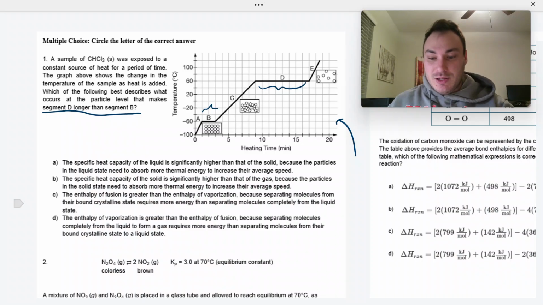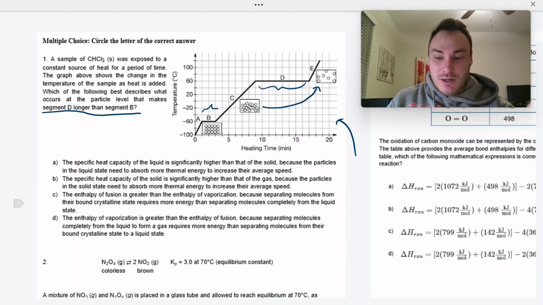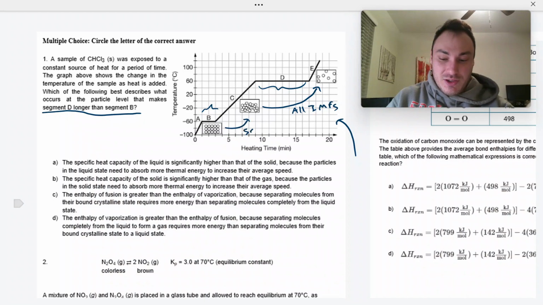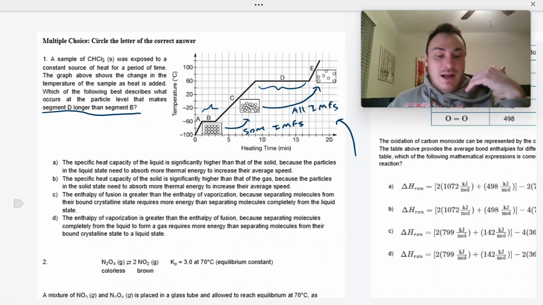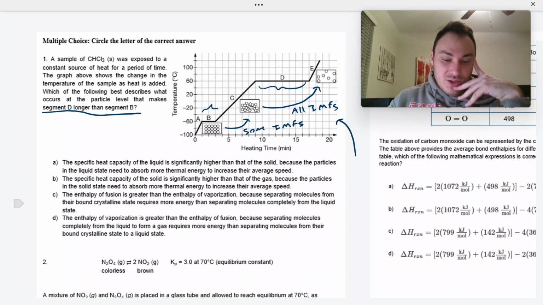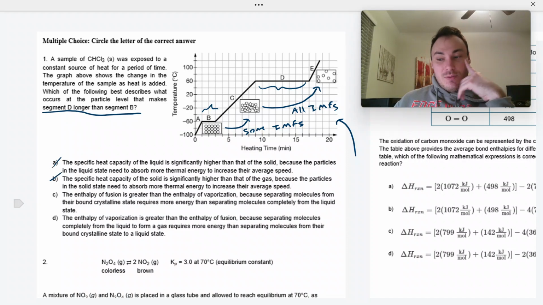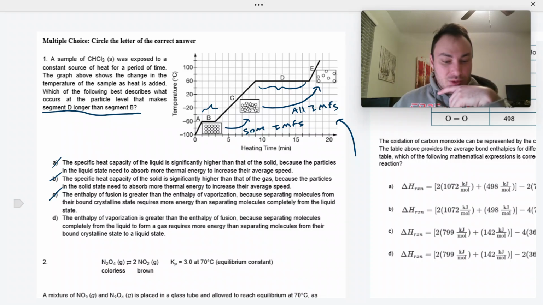The reason why is because in this section we're going from liquid to gas, which is breaking all of the IMFs. In this section, we are going from solid to liquid, which breaks some of the IMFs. So we are completely severing the IMFs when we're vaporizing, so the energy with vaporization is typically a lot higher. So whichever one says that. Specific heat capacity, it's none of those two. We don't even use specific heat capacities for phase changes. This one's just wrong. The enthalpy of fusion is not greater than the enthalpy of vaporization.